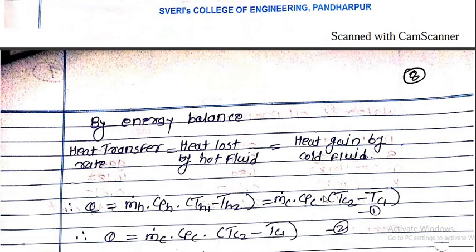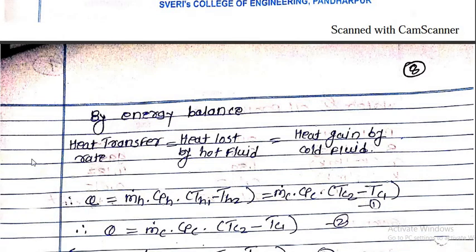So this equation can be written as Q is equal to m dot H, that is the mass flow rate of the hot fluid, multiplied by the specific heat of the hot fluid, multiplied by TH1 minus TH2, that is the change in temperature of the hot fluid, is equal to m dot C, that is the mass flow rate of the cold fluid, multiplied by the specific heat of the cold fluid, multiplied by TC2 minus TC1, the change in temperature of the cold fluid. So here any of the equations we can consider. Here all the values of the cold fluid heat transfer we know, that is nothing but m dot C, CPC, and TC1, but not TC2.